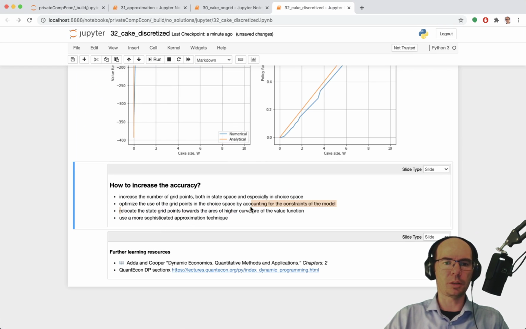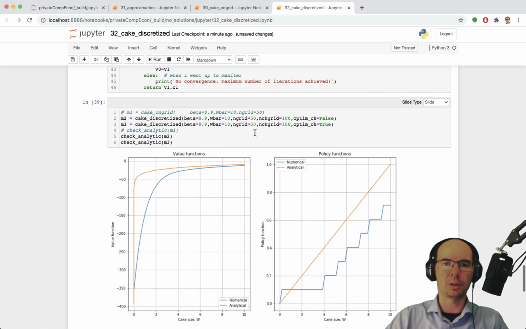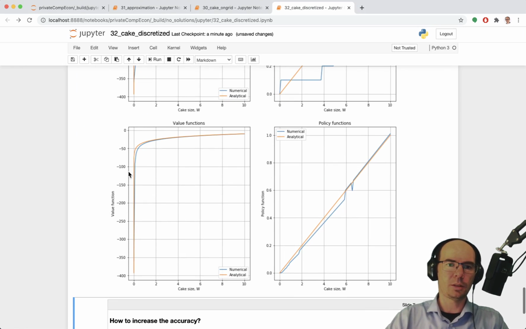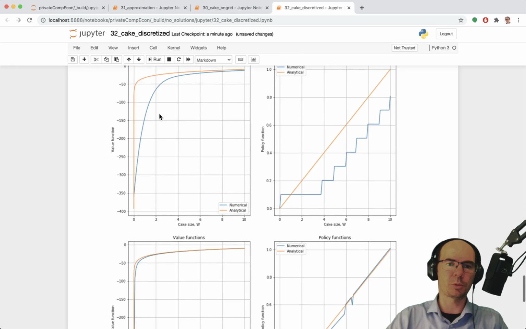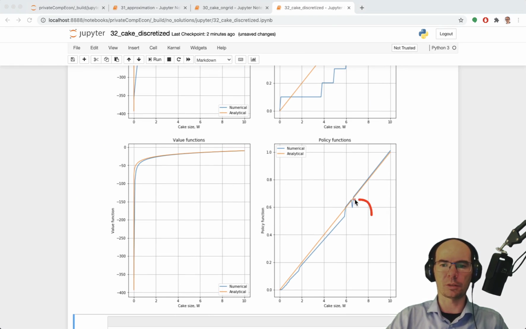We could relocate the state grid points towards the areas of the higher curvature of the value function. The idea here is that, see, we're still missing some value here. And you can almost observe the kinks over here. And these kinks will disappear if we include more grid points. Say we'll go to 100. See, it becomes much more accurate, and also the kinks disappear over here. But something appeared here. That's actually very funny.